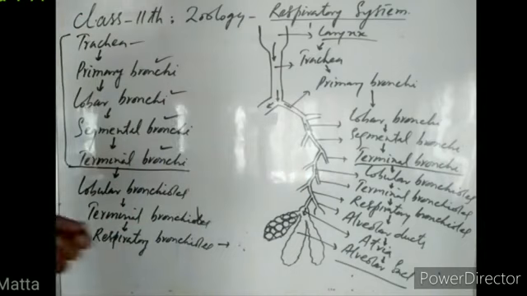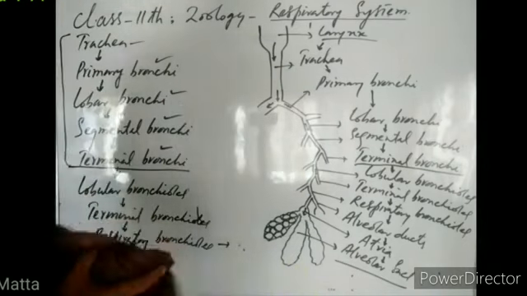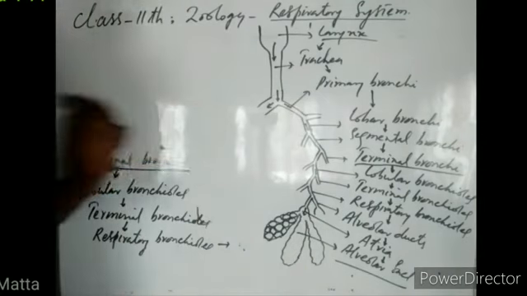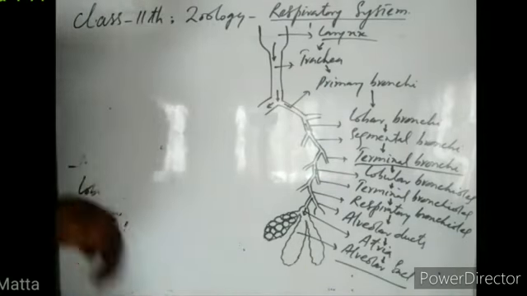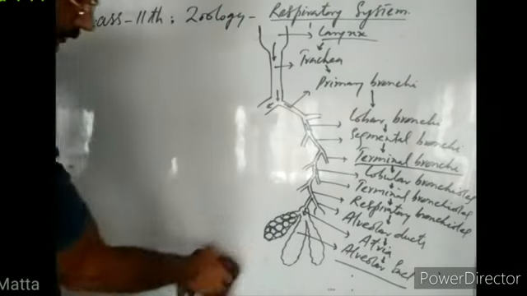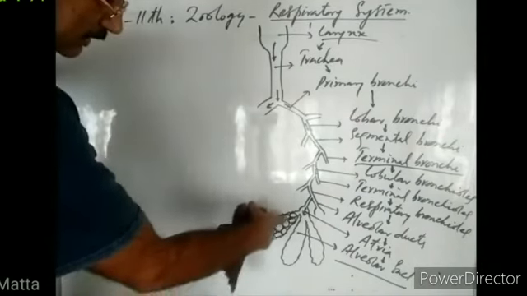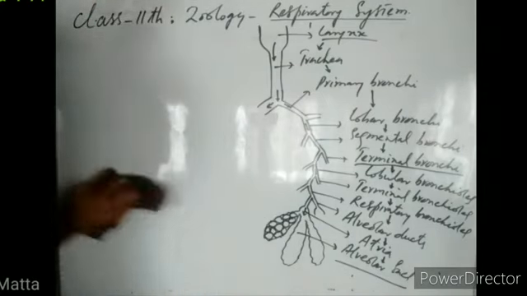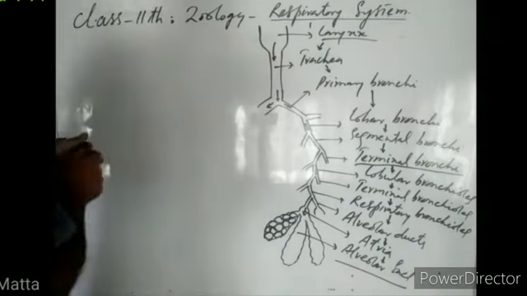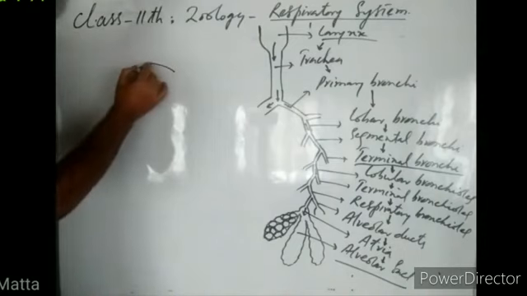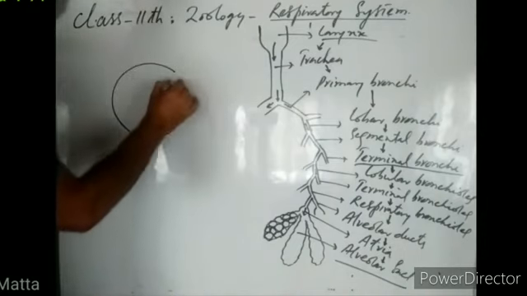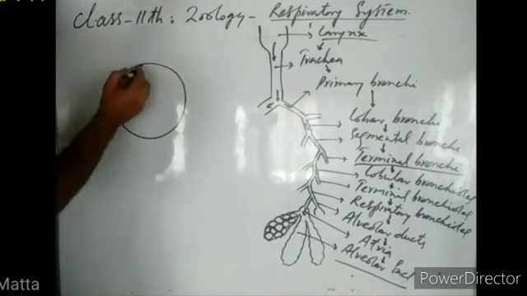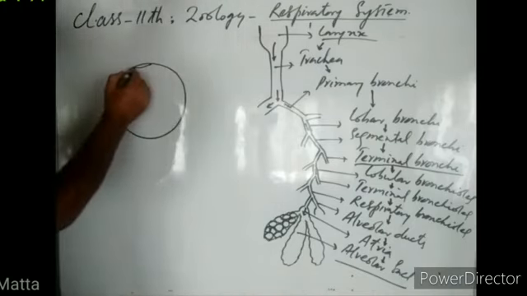Now we will have a look at the alveoli, what this alveolar sac is like. This alveolar sac, as I have shown in this diagram, is an aggregation of a large number of alveoli. Each alveolus is a small spherical structure lined by a single layer of epithelium.